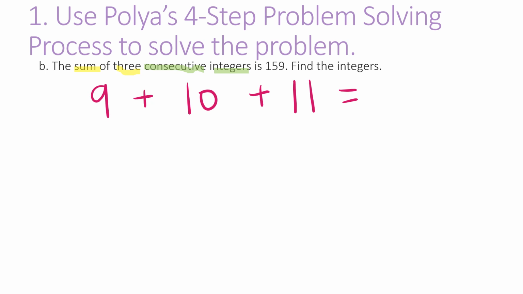Let me write that down. Okay. 9 plus 10 plus 11 is 30. Yeah, had to double check myself on that one. Okay. So we're not even close to 159. So these numbers have got to be much bigger, right? All right, so we are not even close to 159.